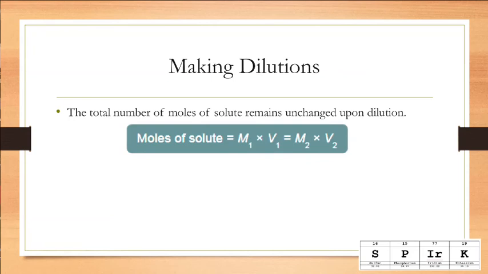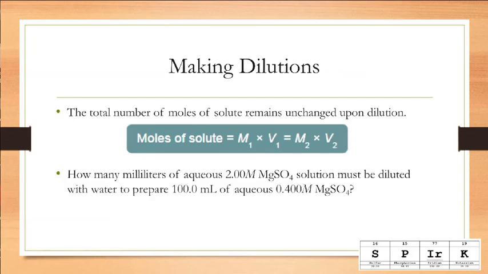The total number of moles of solute remains unchanged upon dilution. So we can set up this equation to help us solve when we need to make dilutions. So that's M1V1 equals M2V2. And that is molarity of the first solution times the volume of the first solution is equivalent to the molarity of the second solution times the volume of the second solution. So how many milliliters of aqueous 2 molar MgSO4 solution must be diluted with water to prepare 100 milliliters of aqueous 0.4 molar MgSO4?